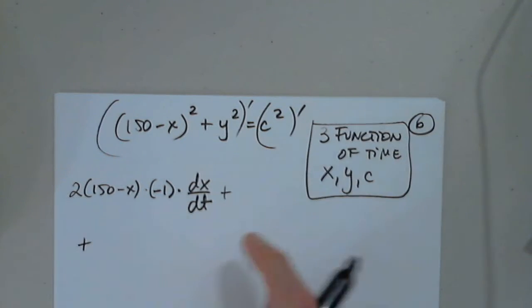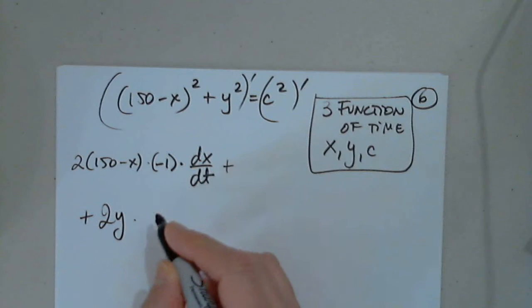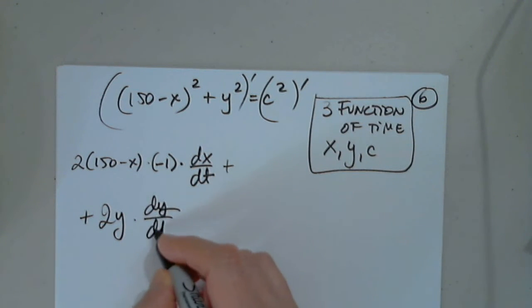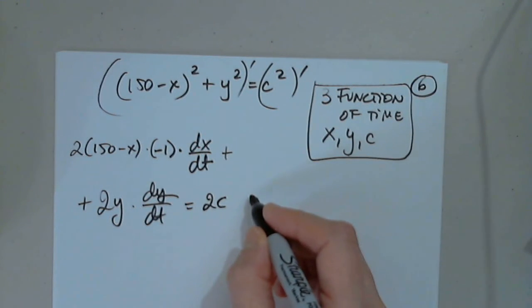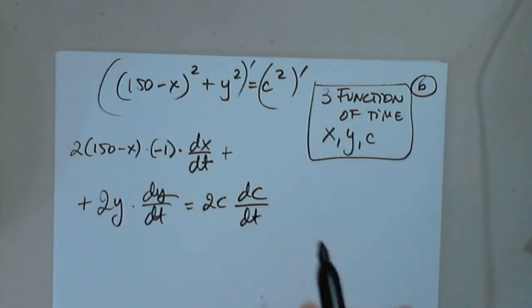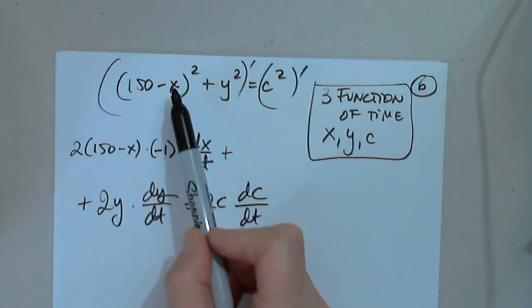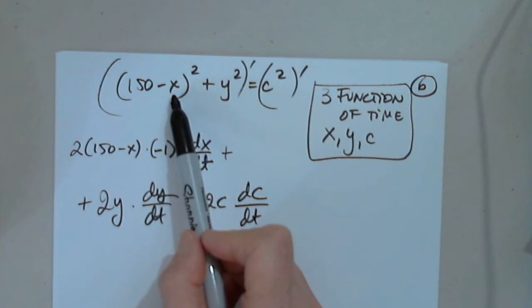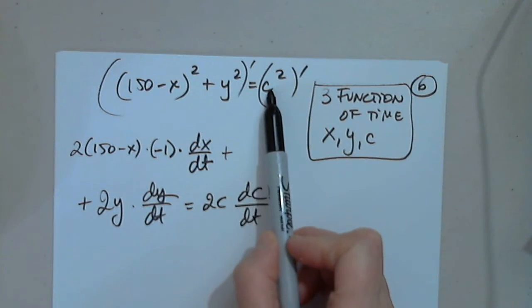I'm going to continue underneath because I don't want to hit that. y, dy dt. Excellent. 2c dc dt. That's it. Because this changes. If x confuses you to think in terms of it being a function, use something else. Use w. I'm fine if we do that. But y is a function, c is a function.